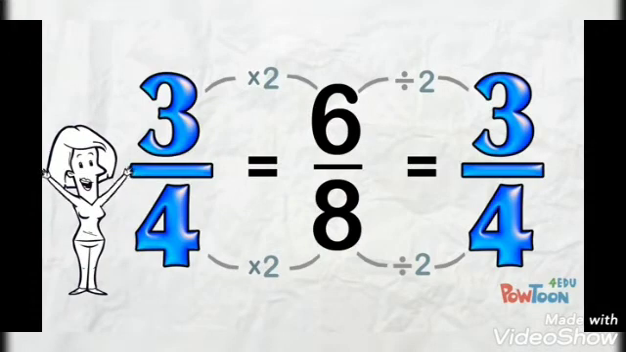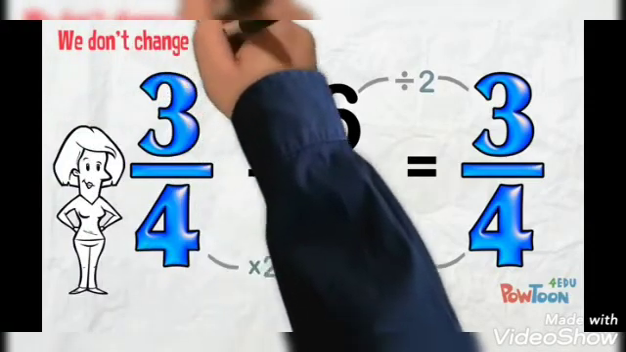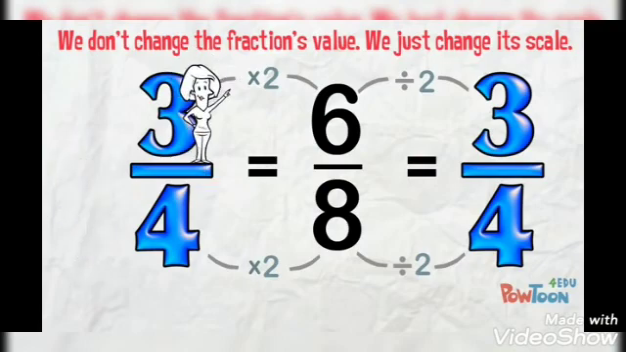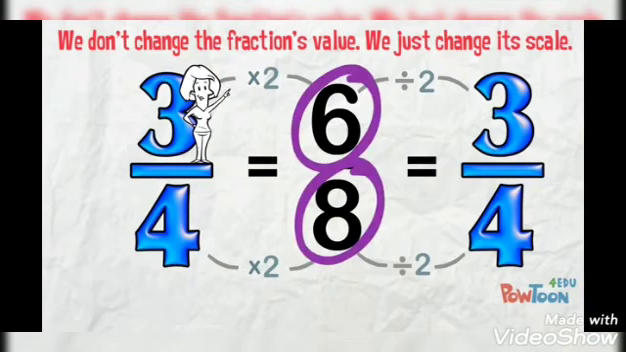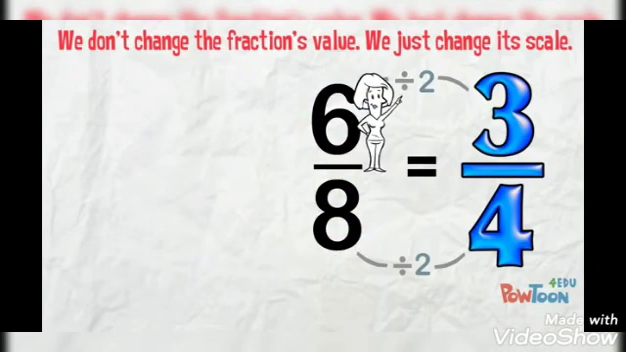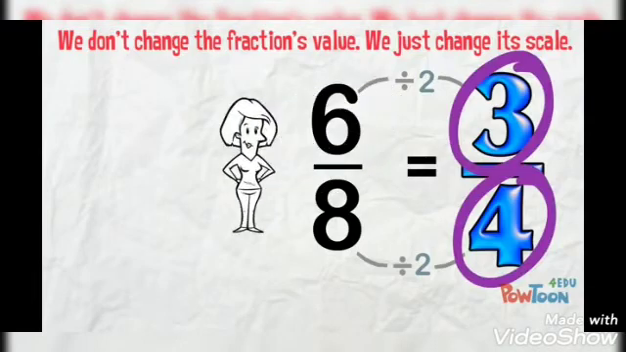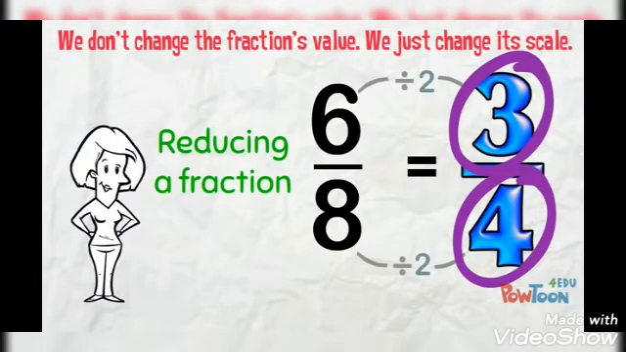So we have applied the opposite of multiplication. We don't change the fraction's value, we just change its scale. Here 6 upon 8 is the equivalent fraction of 3 upon 4, and then we reduce it and we get 3 upon 4 by dividing. So this is called reducing a fraction.